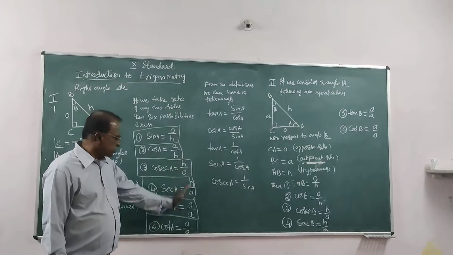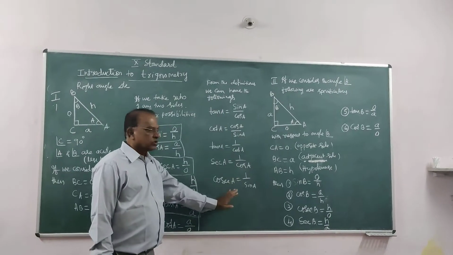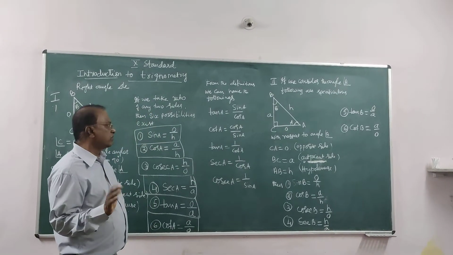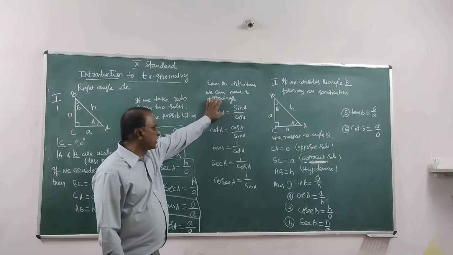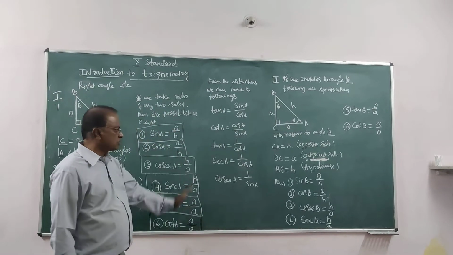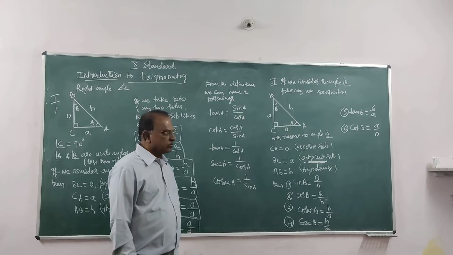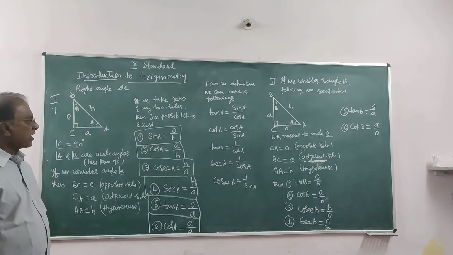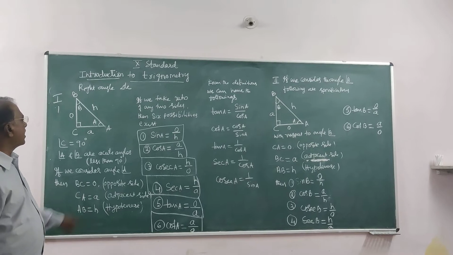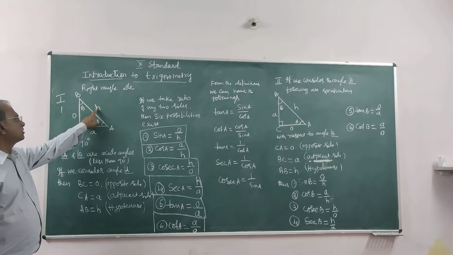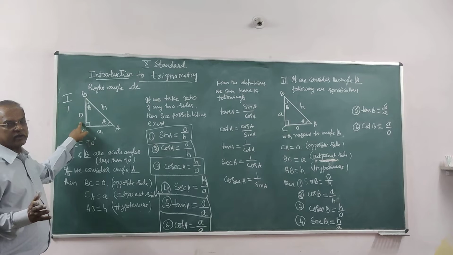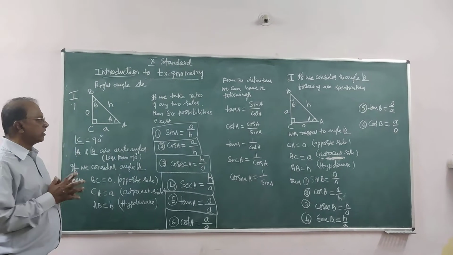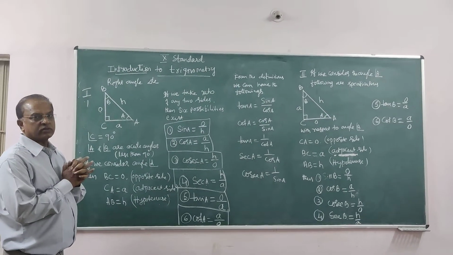From these ratios, we can have this. They are interrelated. Trigonometric angles are interrelated like this, from these ratios. This is how the angle and the sides are interrelated. This is trigonometry, trigonometric ratios of the angles.